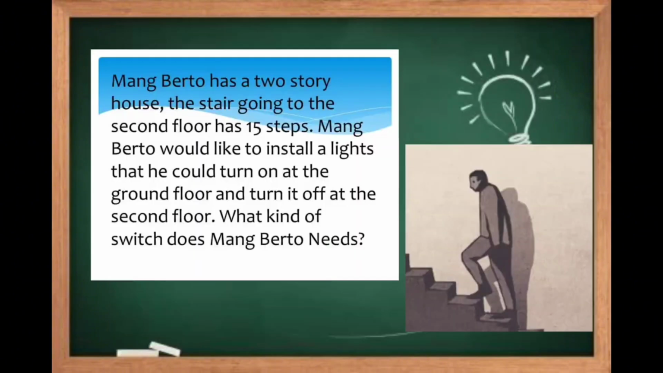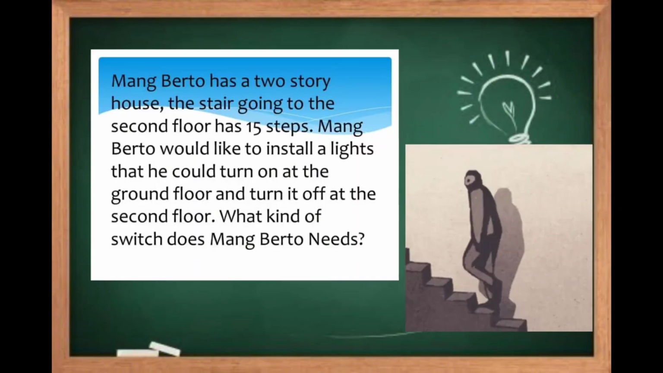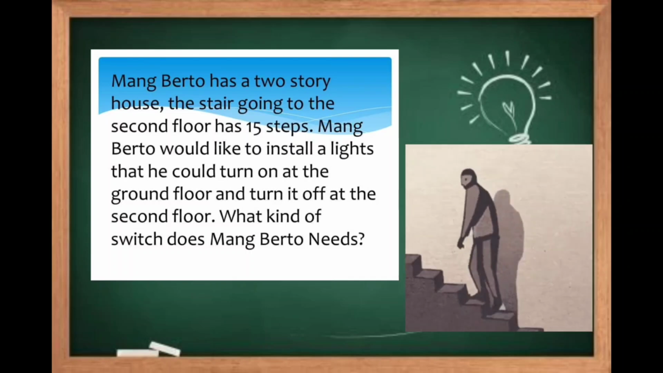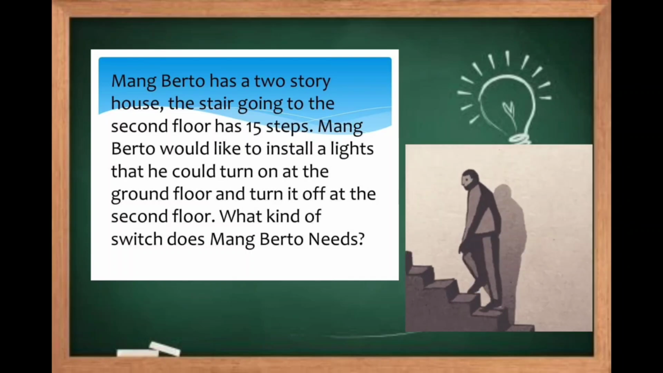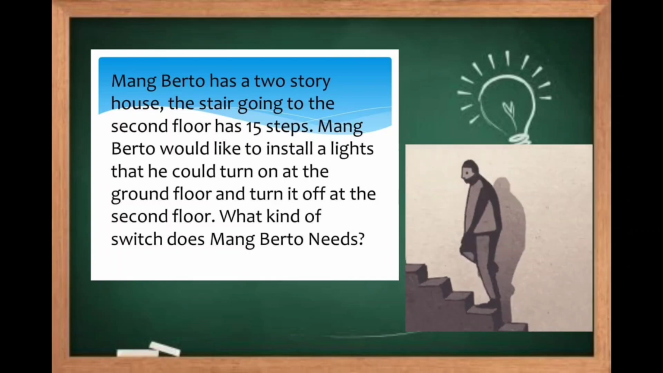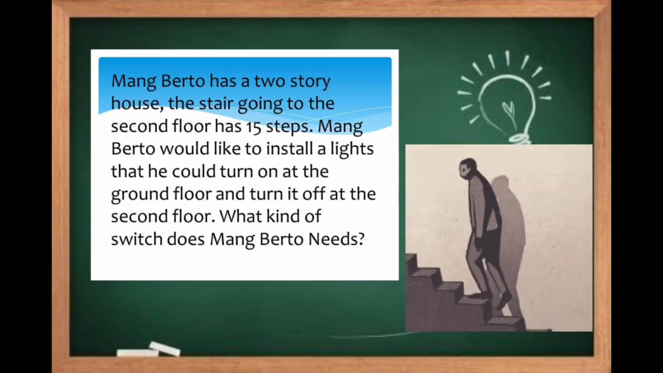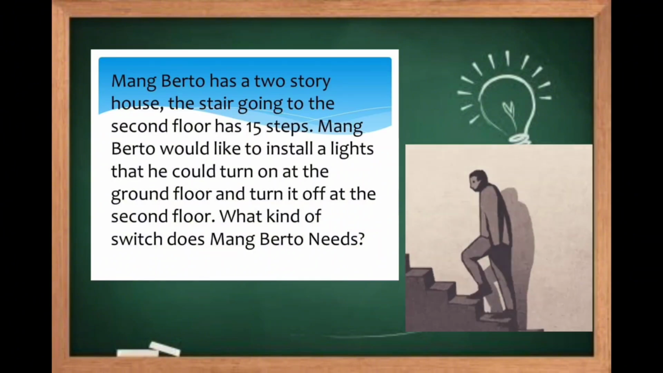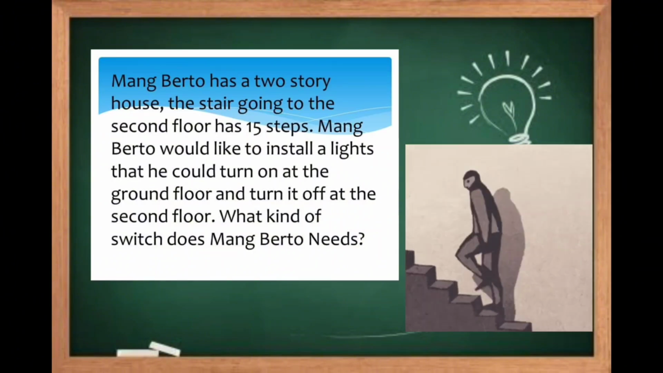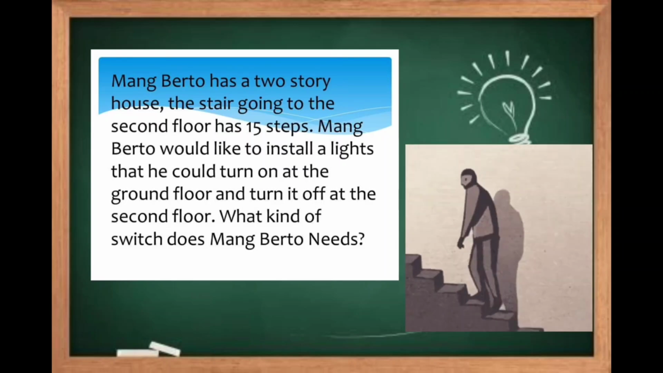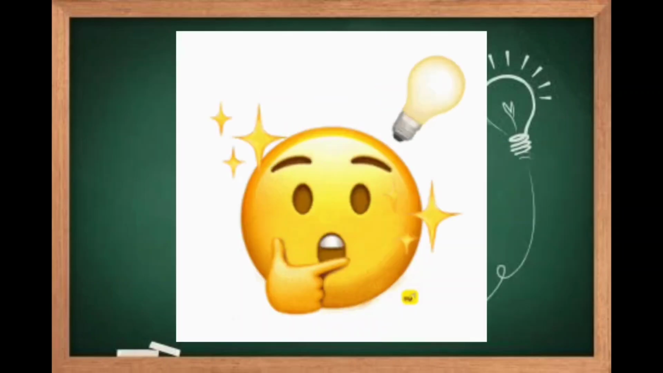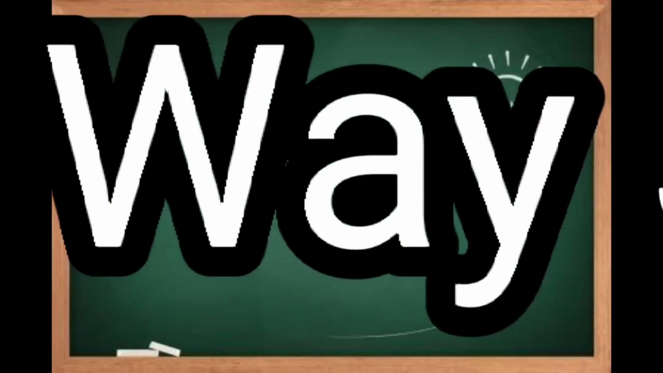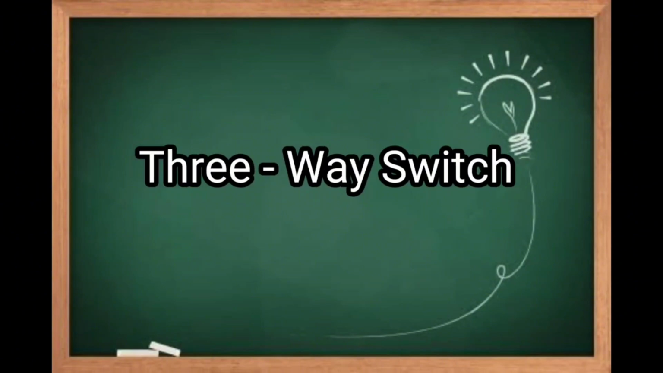Let us have a situational analysis. Mang Berto has a 2-story house. The stairs going to the second floor has 15 steps. Mang Berto would like to install a light that could turn on at the ground floor and turn off at the second floor. What kind of switch does Mang Berto need? Very good. A three-way switch.